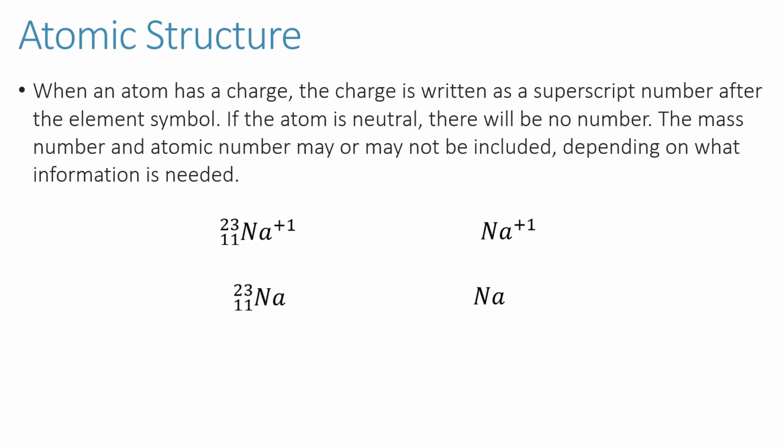When an atom has a charge, the charge is written as a superscript number after the element symbol. If the atom is neutral, there will be no number. The mass number and atomic number may or may not be included depending on what information is needed. Remember that the top number is the mass number and the bottom number here is the atomic number. These notations are all used differently, but we can extract a lot of the same information from them.